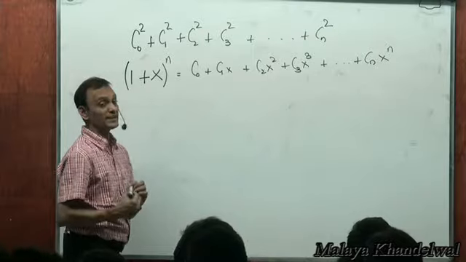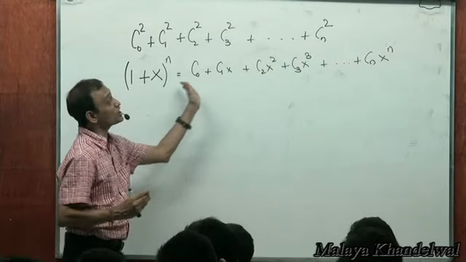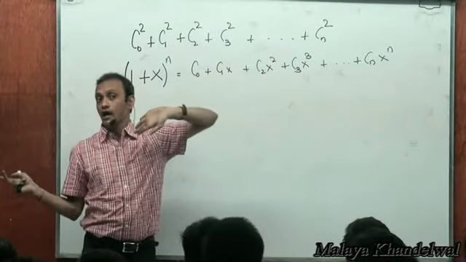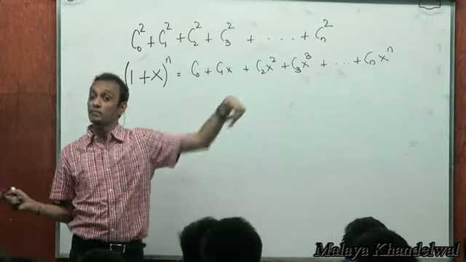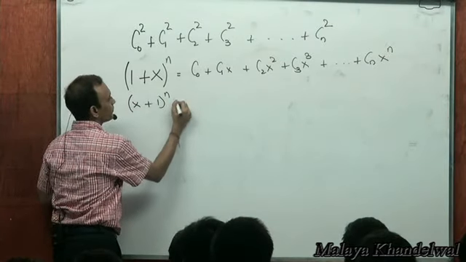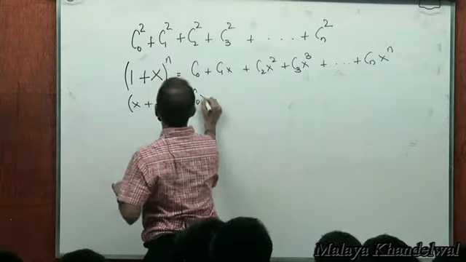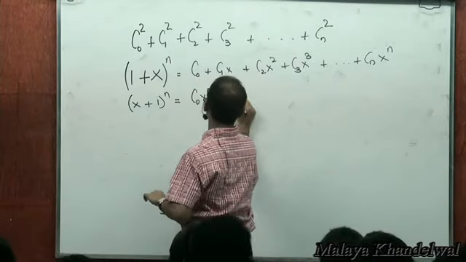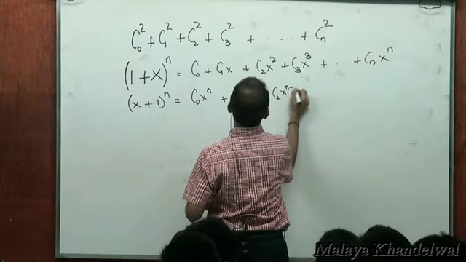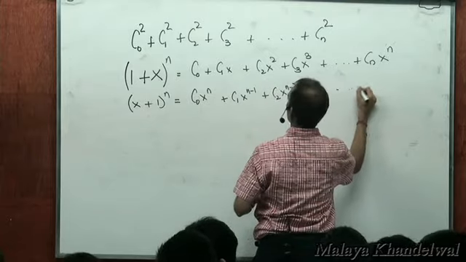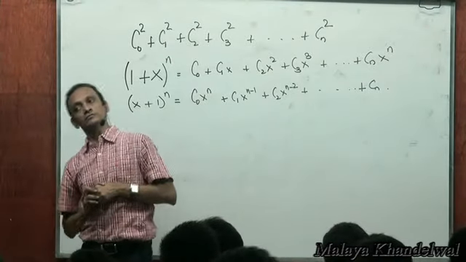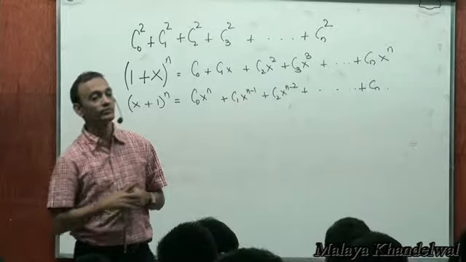I could have also expanded this. This is in ascending powers of x. I could have written the whole thing in descending powers of x. That means I could have written this as (x+1)^n, and that will be c0 x^n plus c1 x^(n-1) plus c2 x^(n-2) plus ... plus cn in descending powers of x. Right?